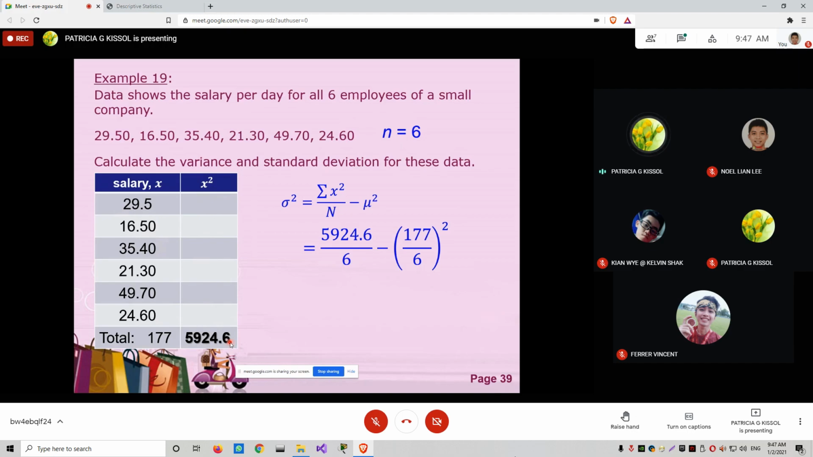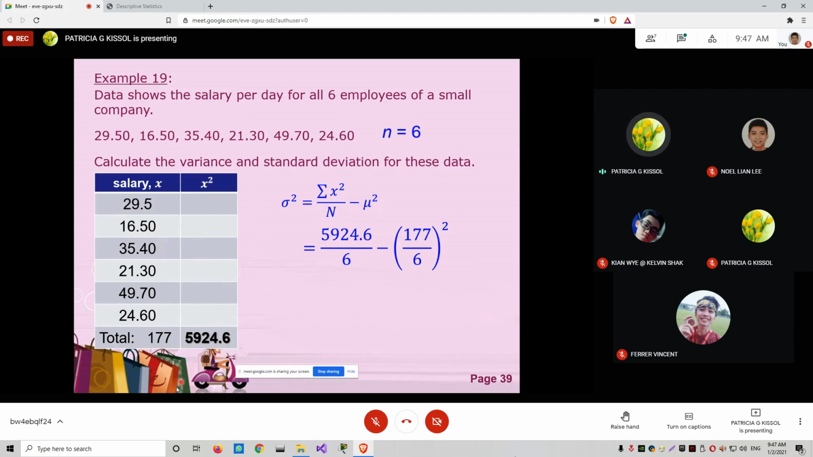What is it, Noel? Yes, nine. Thank you. So when you put the values here, this is the summation of x squared, so that's 5,924.6 divided by 6. Why? Because that's our n. Even though I put a capital letter here, it corresponds to the 6 here.